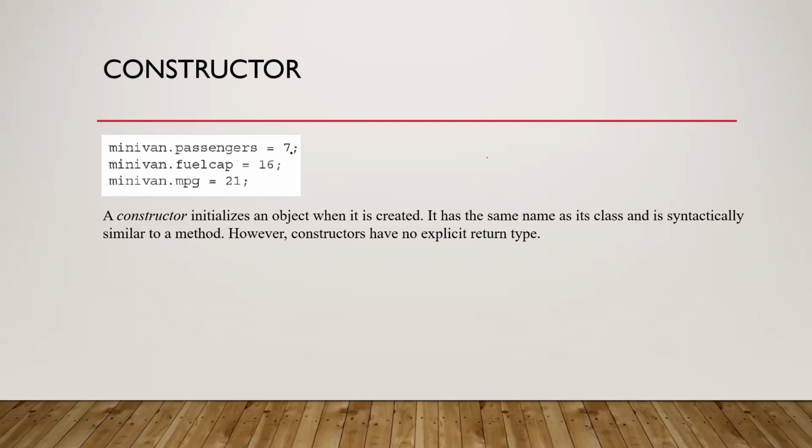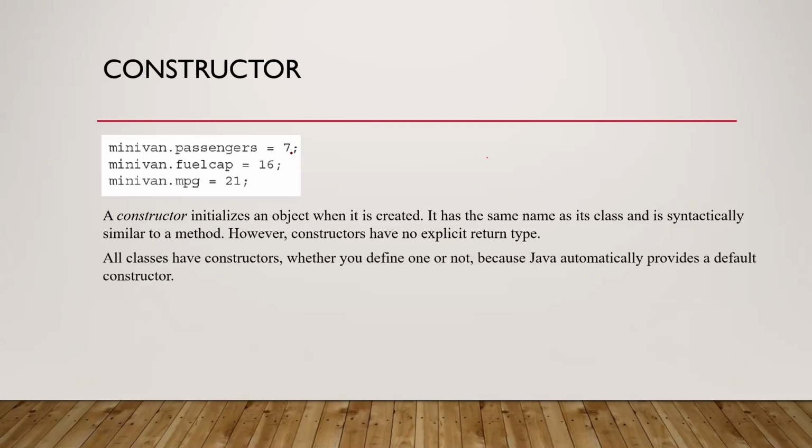Because there is quite a bit of technical argument on whether a constructor is a method. So follow this point: a constructor is also a member of the class, but please understand that it is not a method. All classes have a constructor, whether you define one or not, because Java automatically provides a default constructor. This is also very interesting.